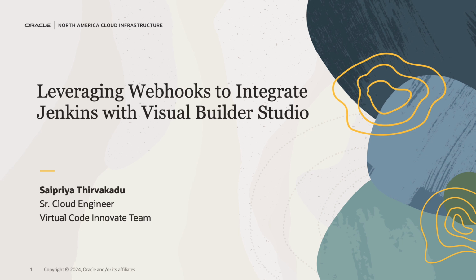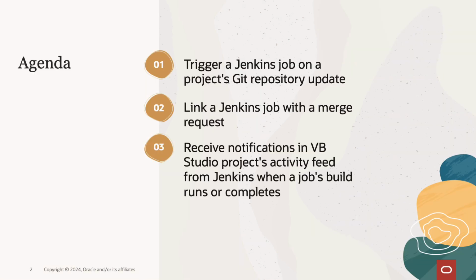Let's talk about leveraging webhooks to integrate Jenkins with Visual Builder Studio. In this video, you're going to learn how to trigger a Jenkins job whenever the Git repo gets updated. You'll also learn how to link a Jenkins job with a merge request and receive notifications in the Visual Builder Studio whenever the build job runs on Jenkins.